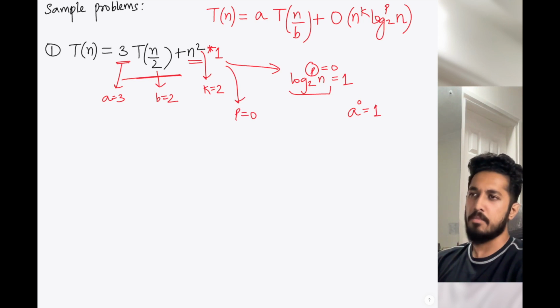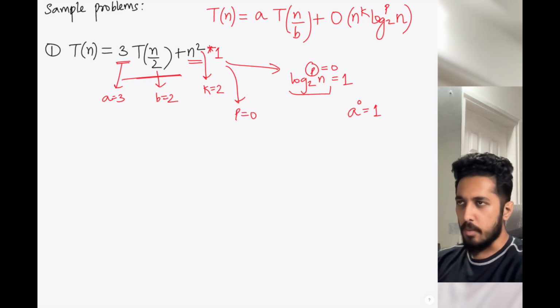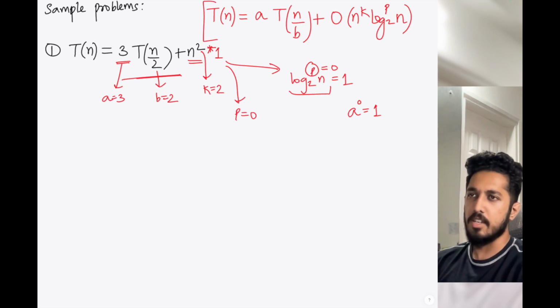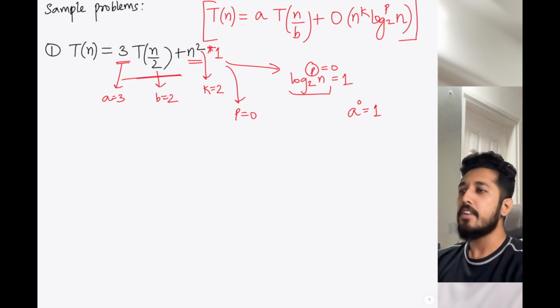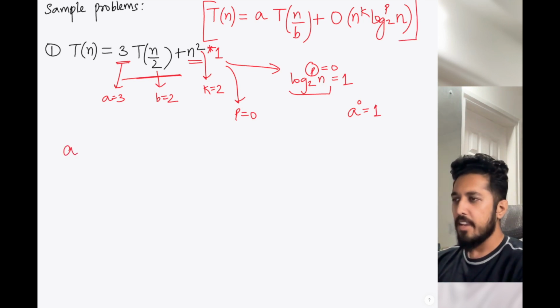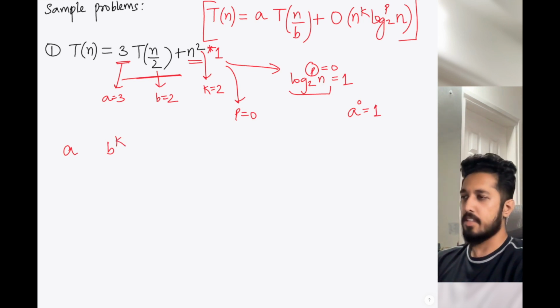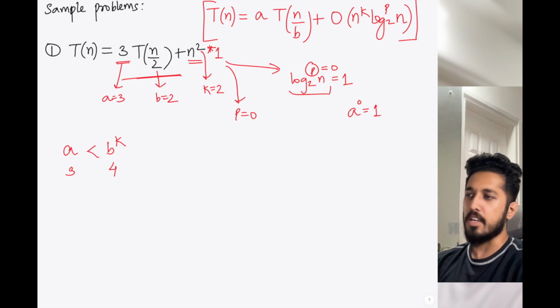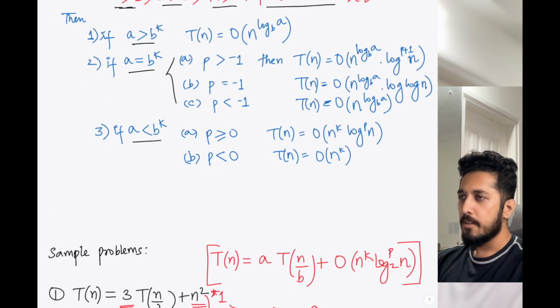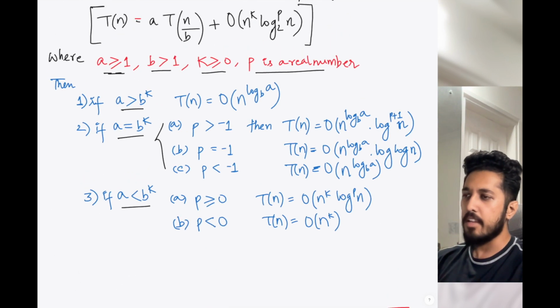Now, as the master theorem states, if the given recurrence relation is of this form, then we need to compare a and b power k. As per this case, a is 3. Now, b power k is going to be 2 power 2, which is nothing but 4. Therefore, as we can see, a is less than b power k. Then the condition which will be applied here is going to be the third condition.